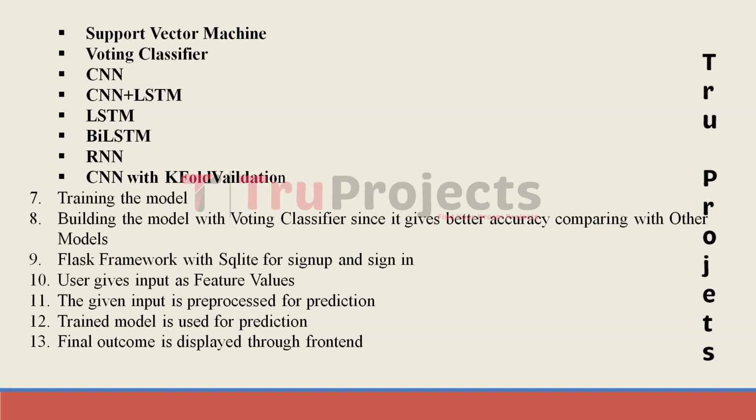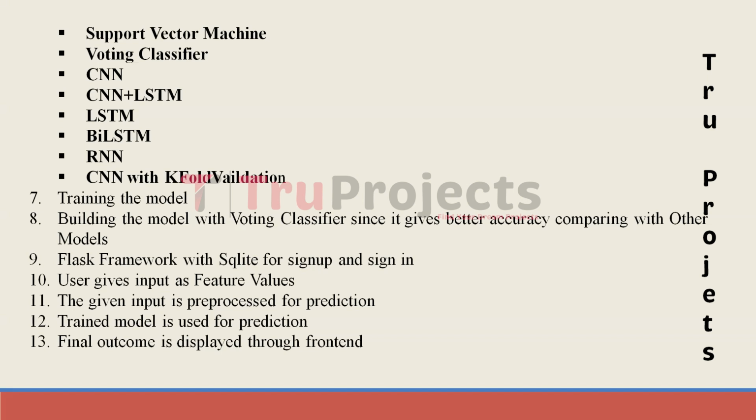The pre-processed user inputs are fed into the trained model, that is voting classifier, to predict the likelihood of task failure. The model returns predictions based on the provided features. And the 12th module is trained model is used for prediction.